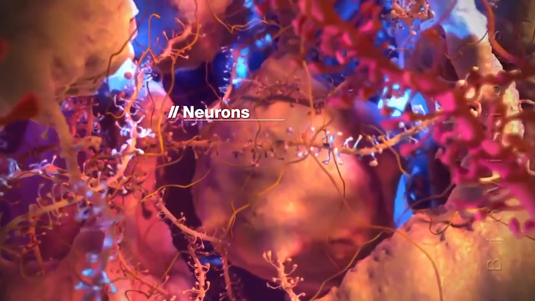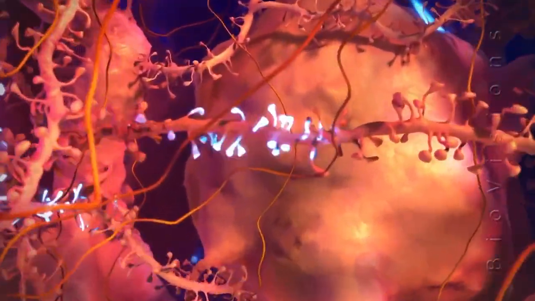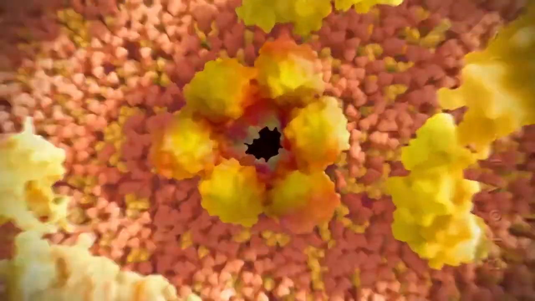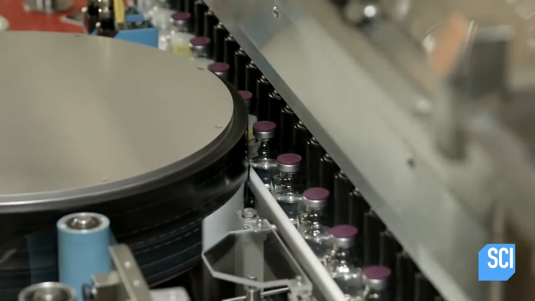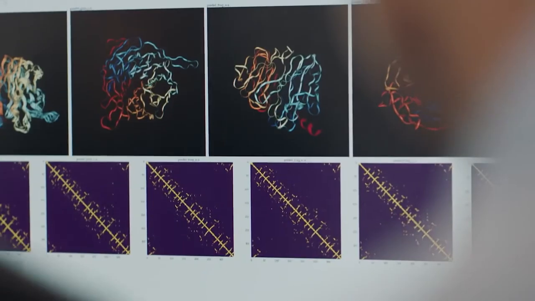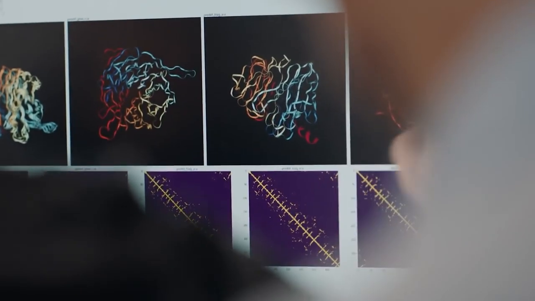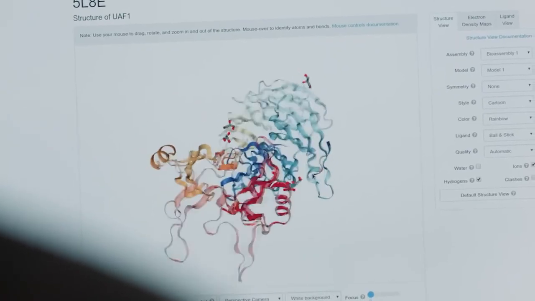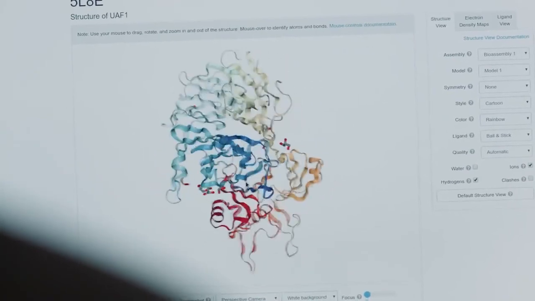AlphaFold's ability to predict the three-dimensional structure with increasing accuracy is a massive moment for the world of biology and computer science. AlphaFold may prove invaluable in many sectors, such as pharmaceuticals, where it can help with the creation of new drugs. Many of the uses for this tool, however, are hard to predict. But with more control and understanding of something as essential as proteins, there seems to be near endless possibilities.